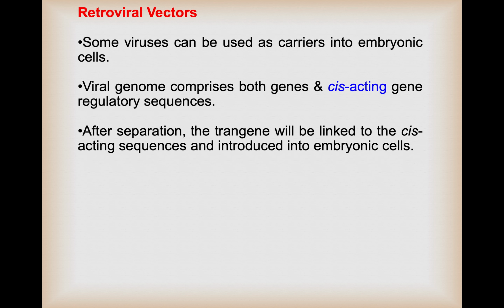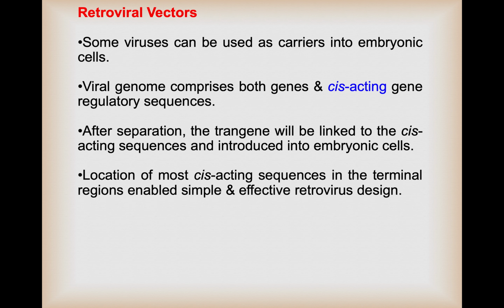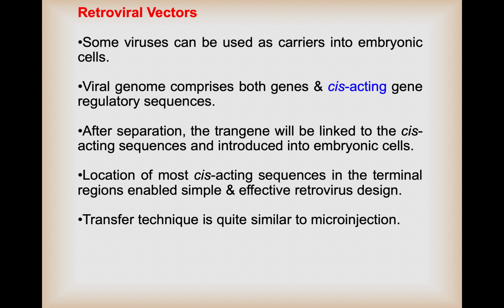So after separation, the transgene will be linked to the cis-acting sequences and introduced into embryonic cells, taking into account or using the virus's infection method. So the location of most of these cis-acting sequences is actually in the terminal regions to enable simple and effective retroviral design, and of course efficient delivery and packaging. So the transfer technique for using retrovirus vector is similar to microinjection.